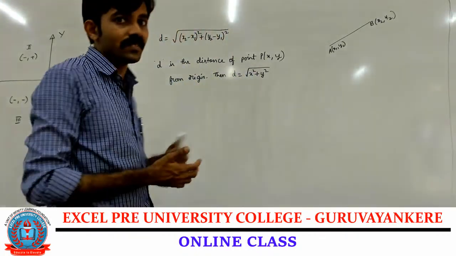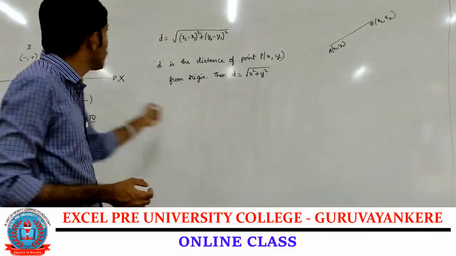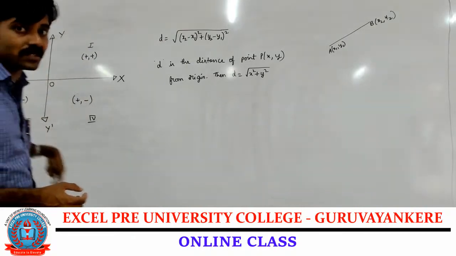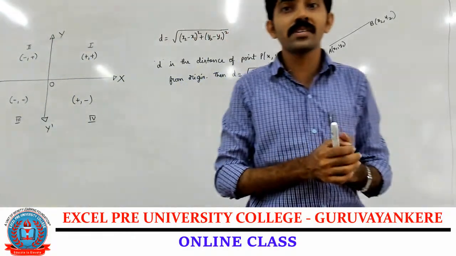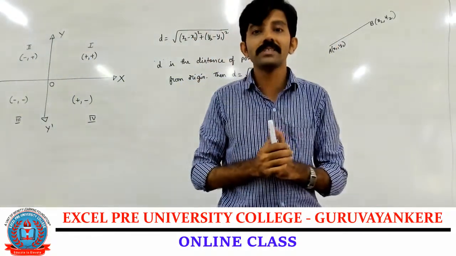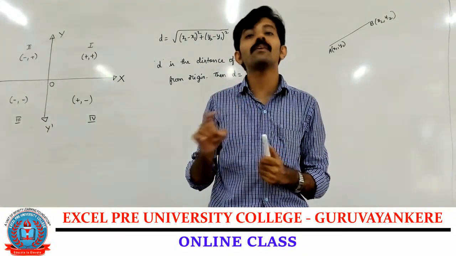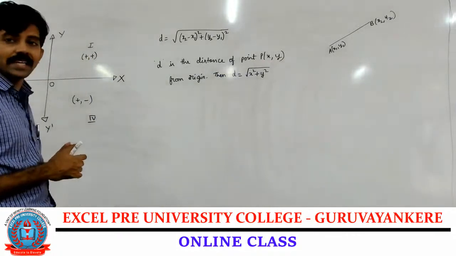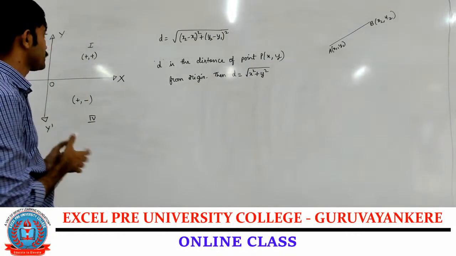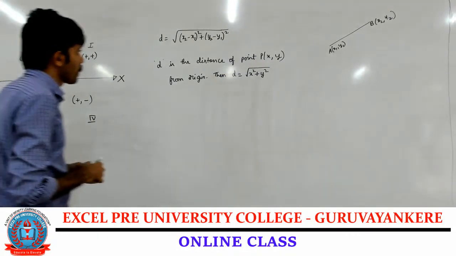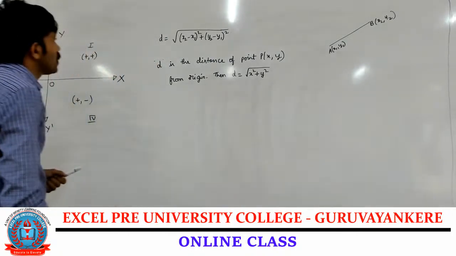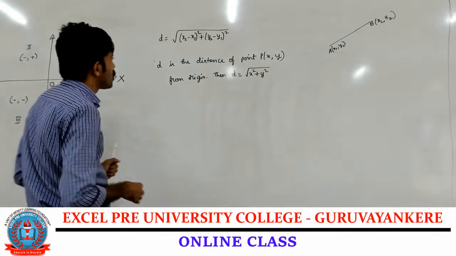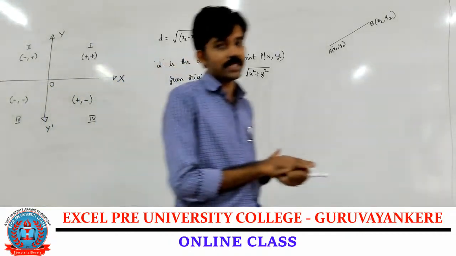Okay. Learn this distance of the point from the origin. Origin is 0 comma 0. The point of intersection of the x-axis and y-axis is called the origin. Origin is denoted with the symbol O. 0 comma 0. D is equal to root of x square plus y square. D is the distance of the point from the origin.